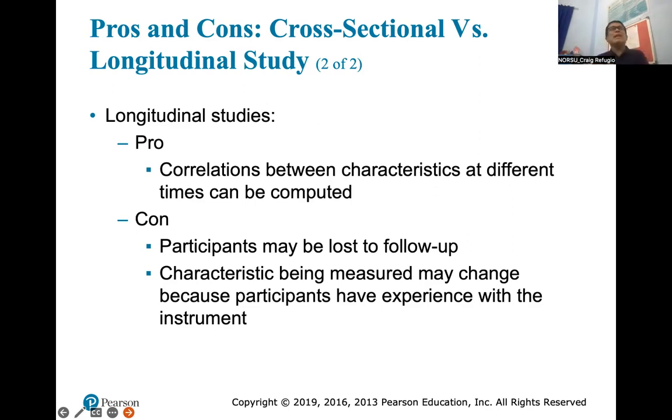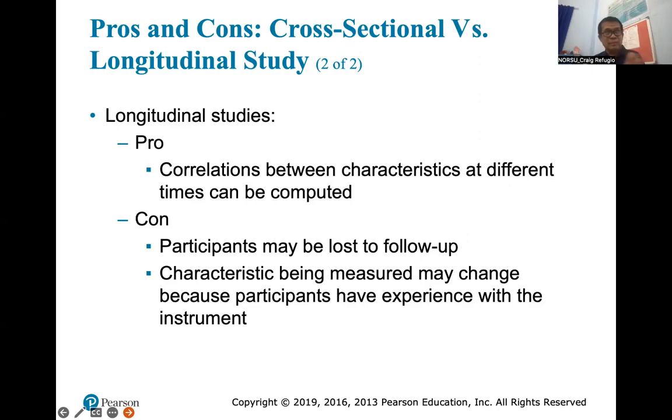Next is the familiarity of the instrument. Because if you have a longitudinal study, the instrument used in grade 1 and in grade 2 and in grade 3 up to grade 6 should be the same. There should be no change of the instrument. Otherwise, you could not specifically measure the significant increase or the significant decrease because you used a different instrument. The instrument must be the same all throughout. If there is a 6-year duration from the first year up to the sixth year, the instrument must be the same. But the problem in that case is familiarity of the instrument.